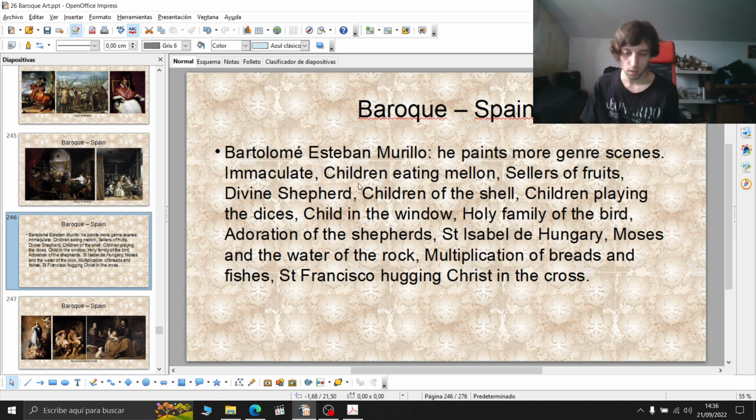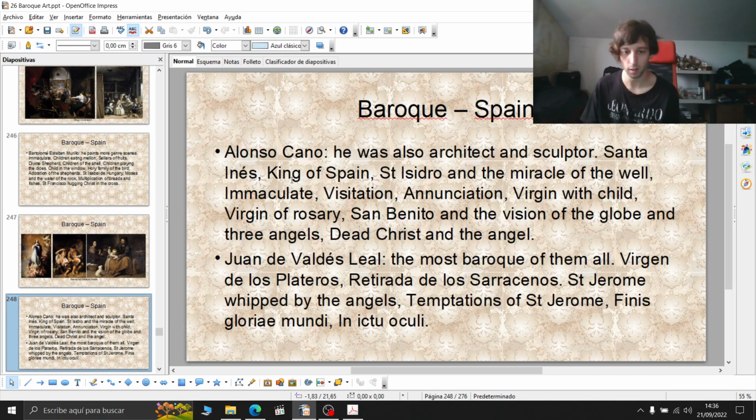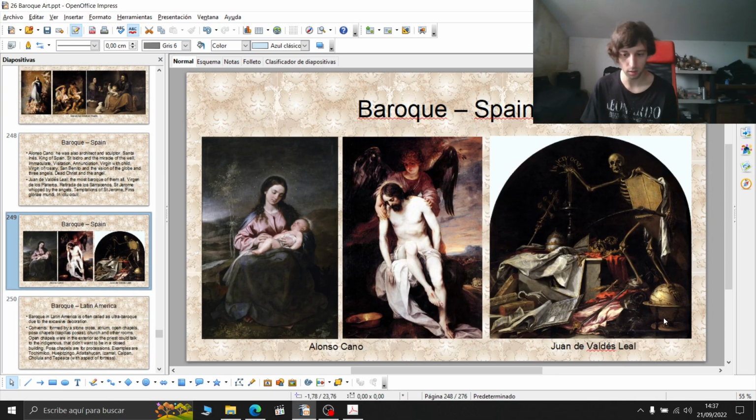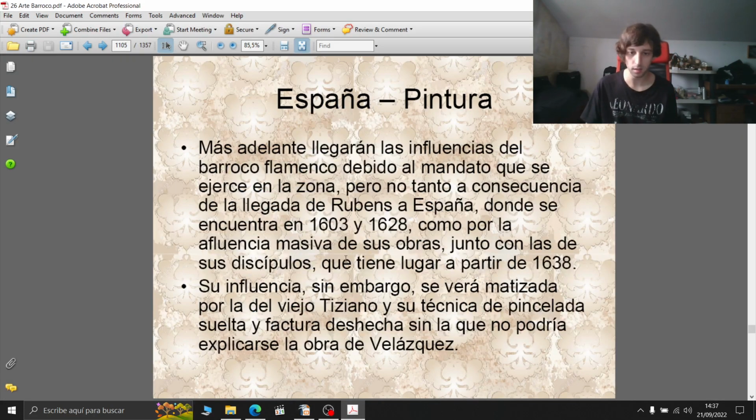Bartolomé Esteban Murillo, he paints more genre scenes, especially with children. I always remember him by paintings about children. Alonso Cano, he was also architect and sculptor. And Juan de Valdés Leal, the most Baroque of all of them. Here examples, Alonso Cano and Juan de Valdés Leal. Okay, so more paintings here.